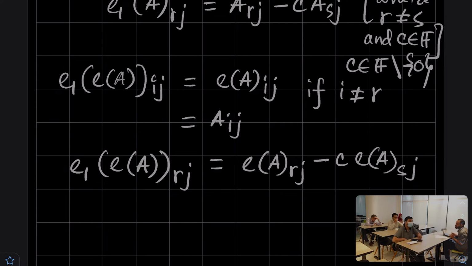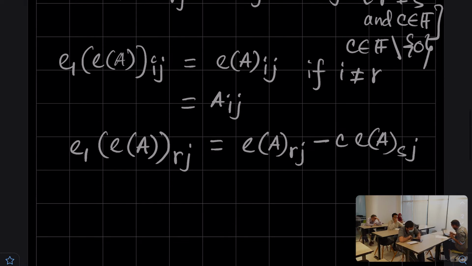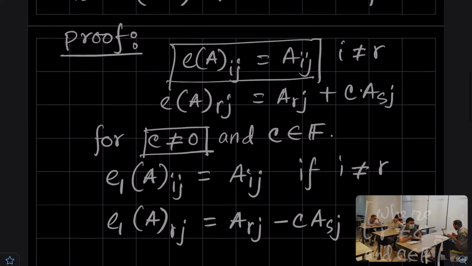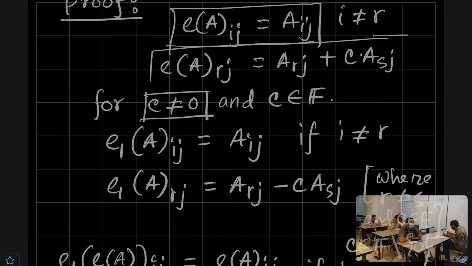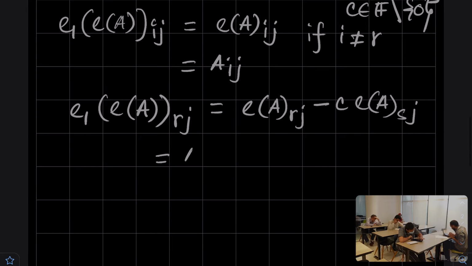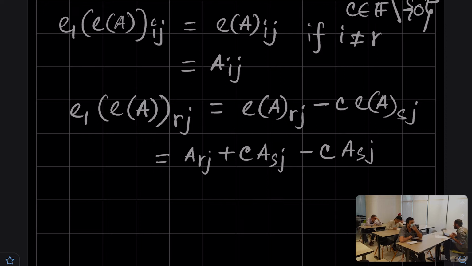Okay. So this is equal to, what is the definition of E of Arj? This is given here, right? So this is equal to A of Rj plus C times A of Sj, but this is just simply C A of Sj. Why is this just Asj? E of Asj is just Asj. Why is that?